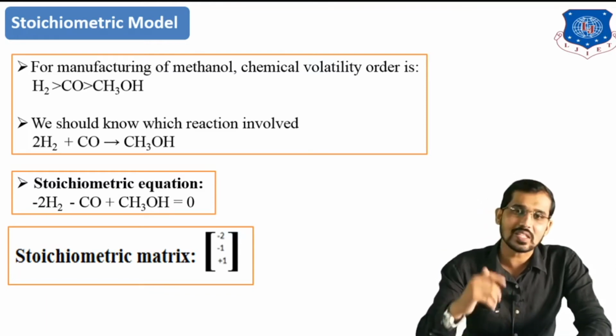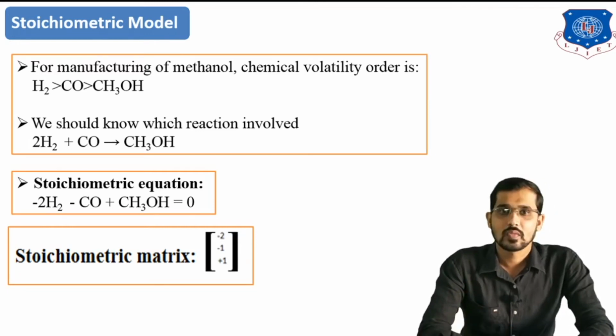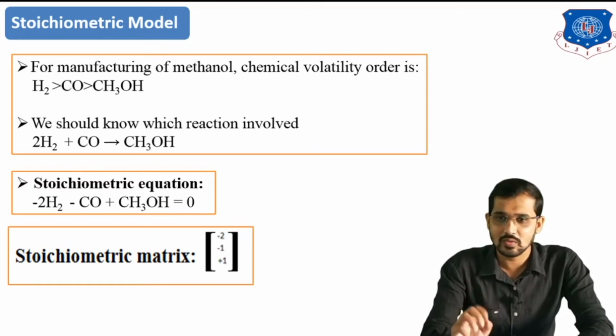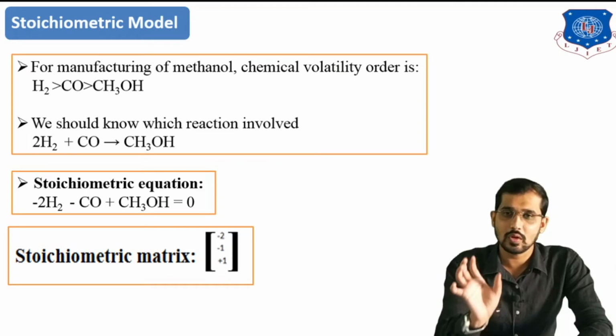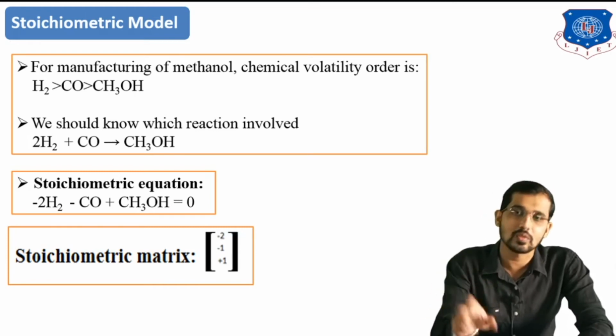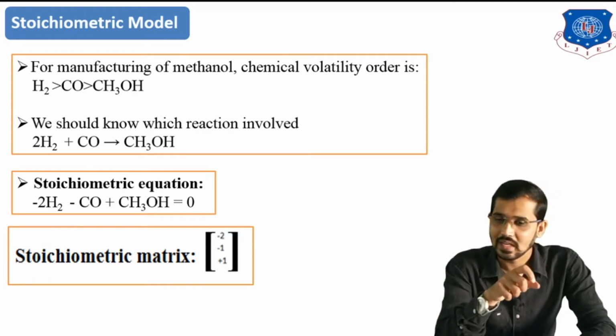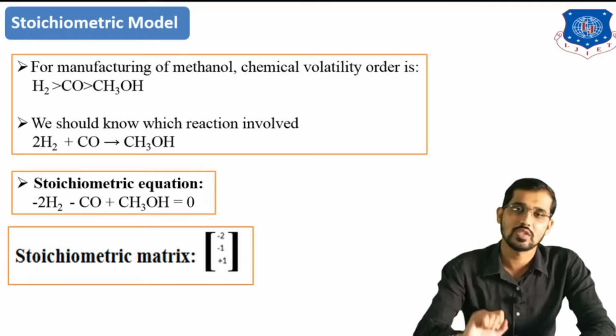Now to get the stoichiometric matrix, you should know how to write the stoichiometric equation. This equation can be written like this, as you can see on the screen: minus 2H2 minus CO plus CH3OH is equal to 0. What I have done here is, whatever components are available on the left hand side, that is the reactants, I take all those reactants to the right hand side. So I get minus 2H2 minus CO plus CH3OH is equal to 0.